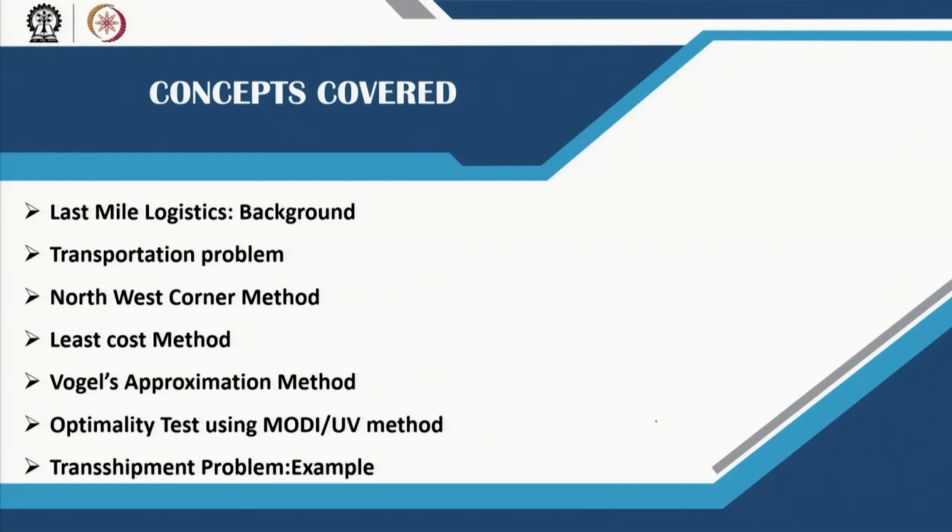So, we will use 3 methods. We will learn 3 methods: the northwest corner method, least cost method, and Vogel's approximation method. This is to solve the first part of the transportation problem, where we find one of the feasible solutions, and then we will use an optimality test using the MODI or UV method. This is the method that is finally used to get the optimal solution, or the most optimum route, or solution to the transportation problem. And then, as discussed in the last lecture, we will show how to solve a transshipment problem by converting it into a transportation problem as well.